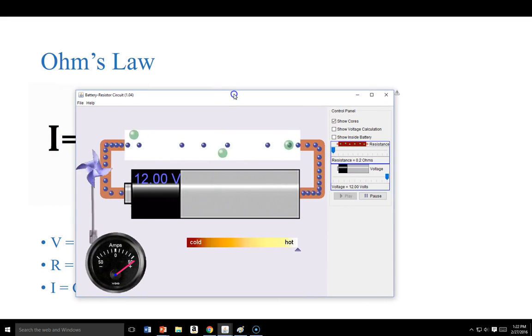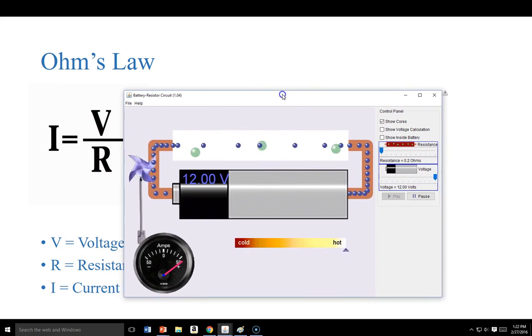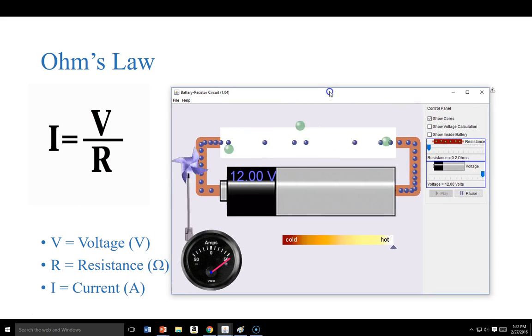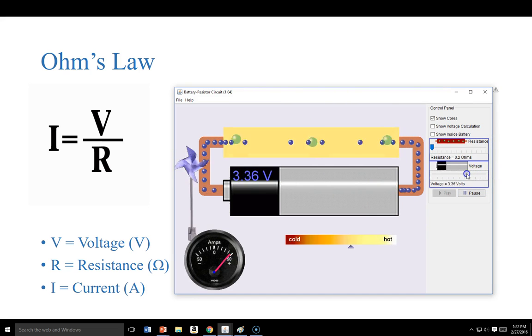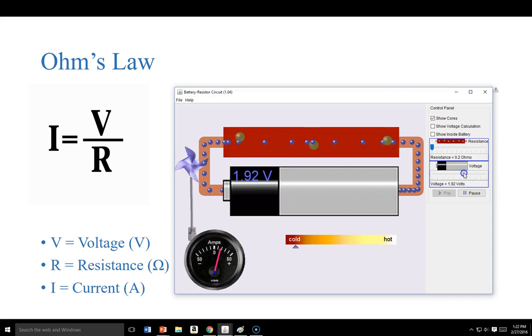I equals V over R. Did you get that? So again, the concept is, we'll go the other way: if we decrease voltage, then the current also decreases. And if we increase resistance, okay, more get in the way, then the current decreases.